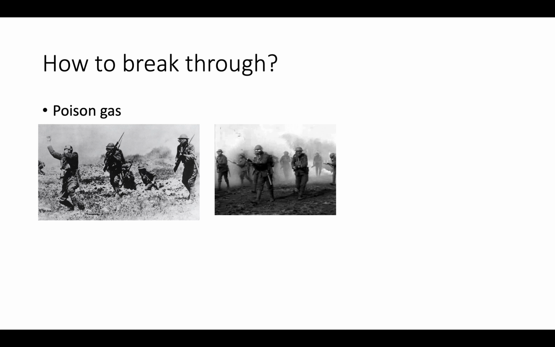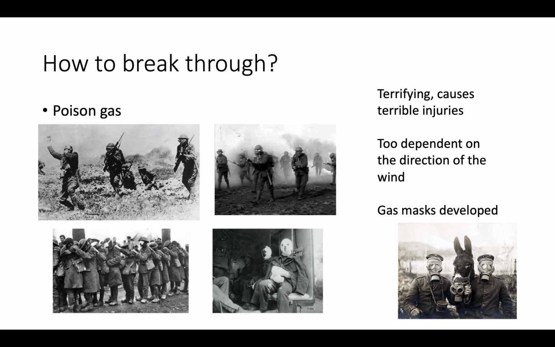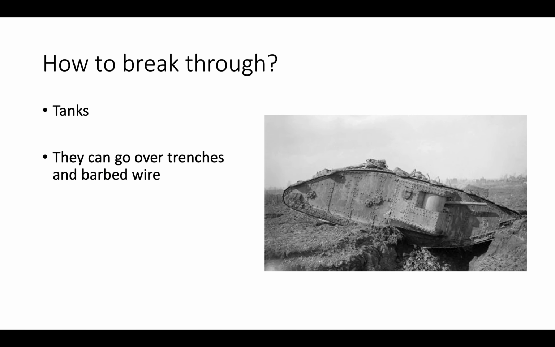So first thing, poison gas, giftig gas, terrifying, causes horrible injuries. It burns people from the inside out. But it's too dependent on the direction of the wind. If the wind is blowing towards your own trenches, your own soldiers suddenly get covered in poison gas. In addition to that, people soon develop gas masks, not unfortunately for donkeys, but good enough for people. So the poison gas doesn't really make a huge difference.